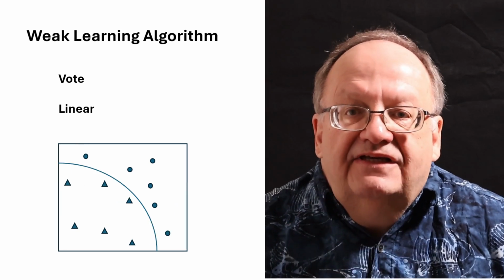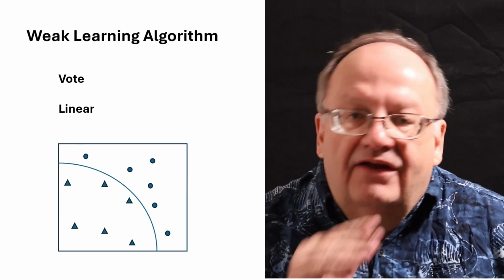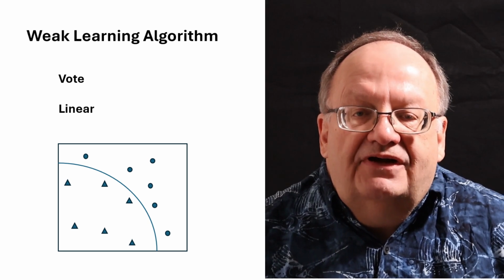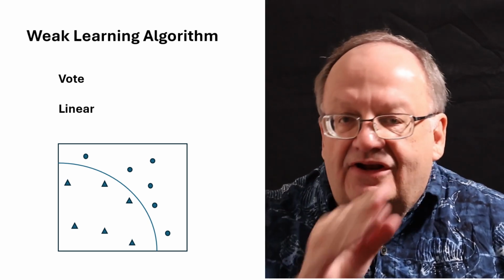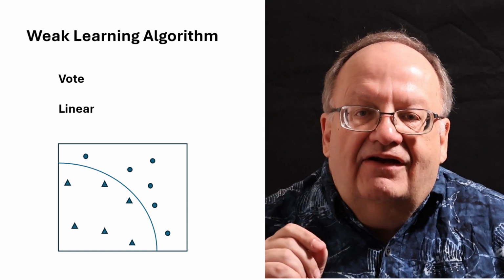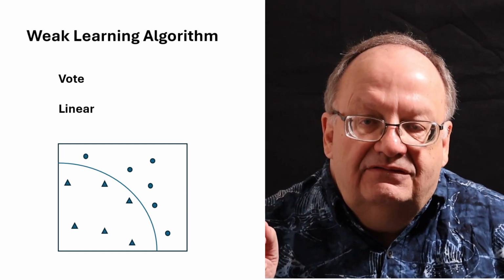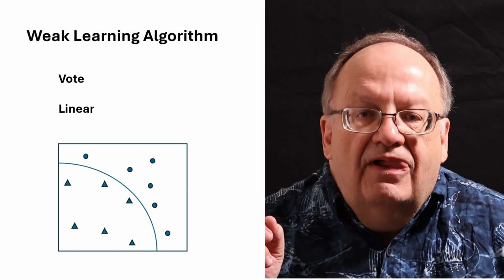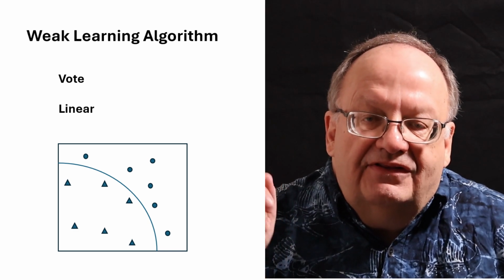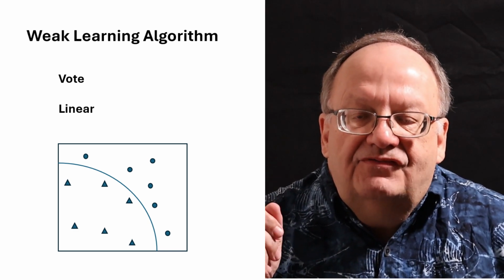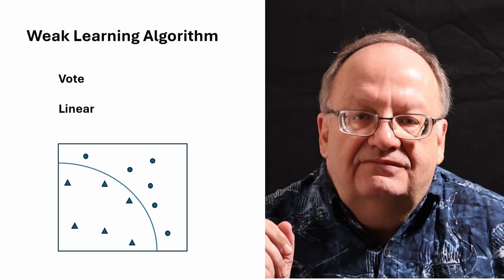Now here's a second example where we can't draw a straight line between the circles and the triangles. So basically we need a curved line. A standard linear algorithm will not learn this. There are other things that we can do, but again, if we increase the strength of the algorithm, we run the risk of overlearning what our data has to tell us.